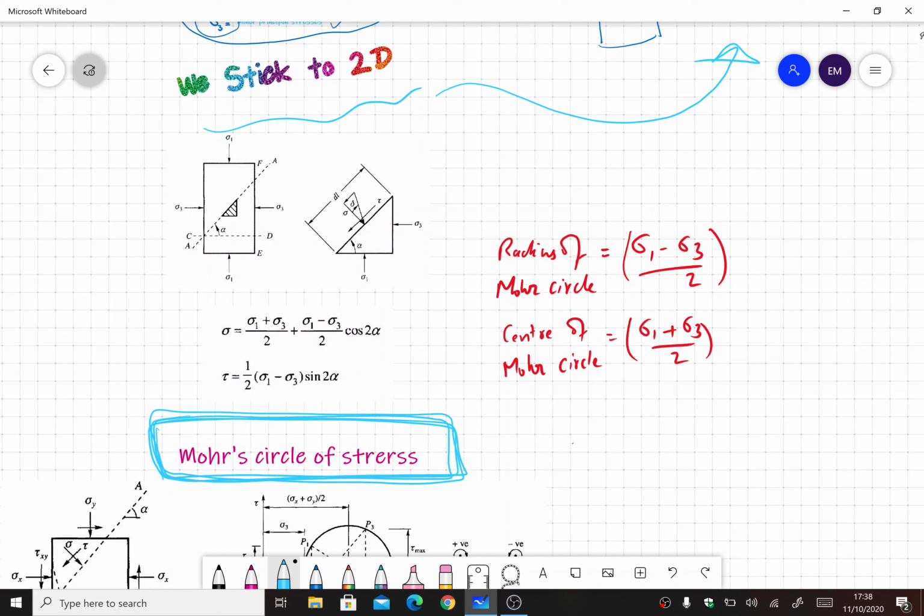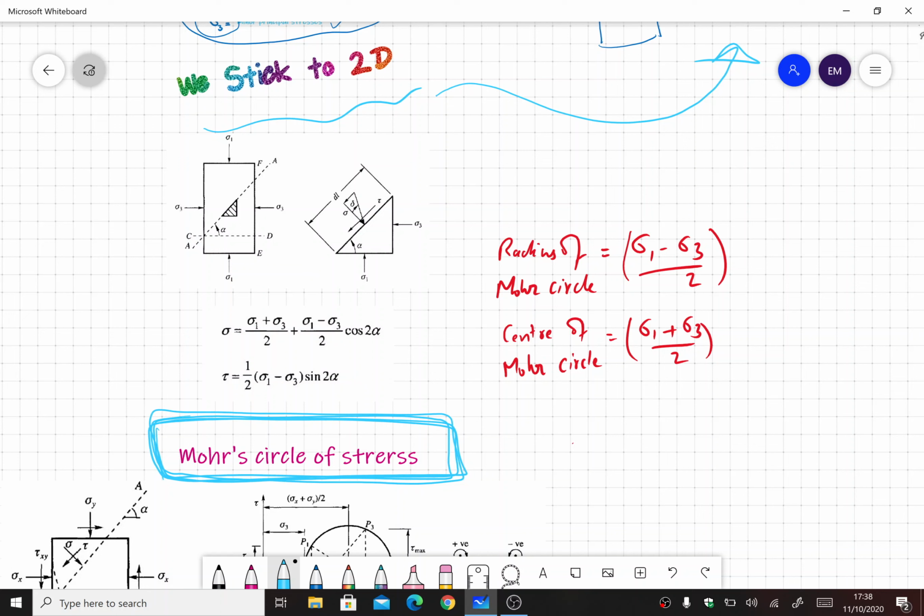Now how does that work? Taking again the example of this cylindrical soil specimen that is being subjected to a triaxial test, you see there is sigma 1 acting on the top and sigma 3 on the side. So according to it, you can represent the stresses by plotting like this. On the x-axis we have normal stress, and on the y-axis we have the shear stress. So it is represented by a circle.